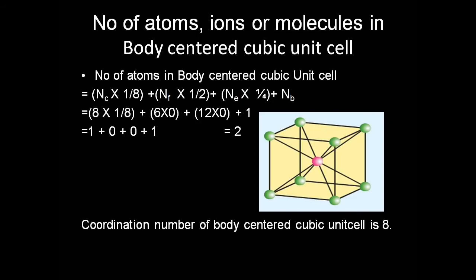And coordination number, what does coordination number mean? Inside the atom, that is body, around the body how many closest atoms are there? 8. Only the corners have atoms, so the coordination number of body center cubic unit cell is 8.